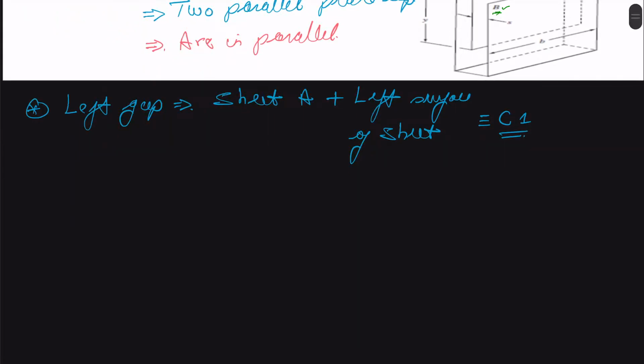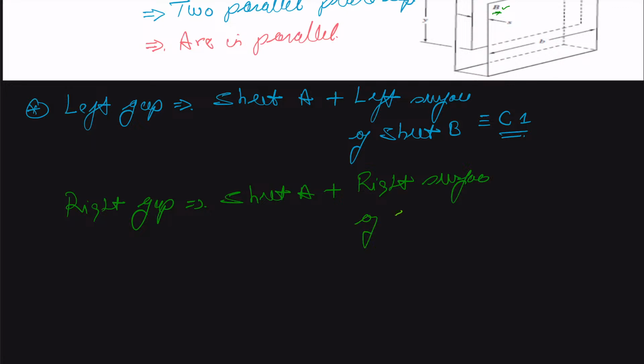And then is our right gap, and this right gap will be between our sheet A and the right surface of sheet B, and let us call this our C2.